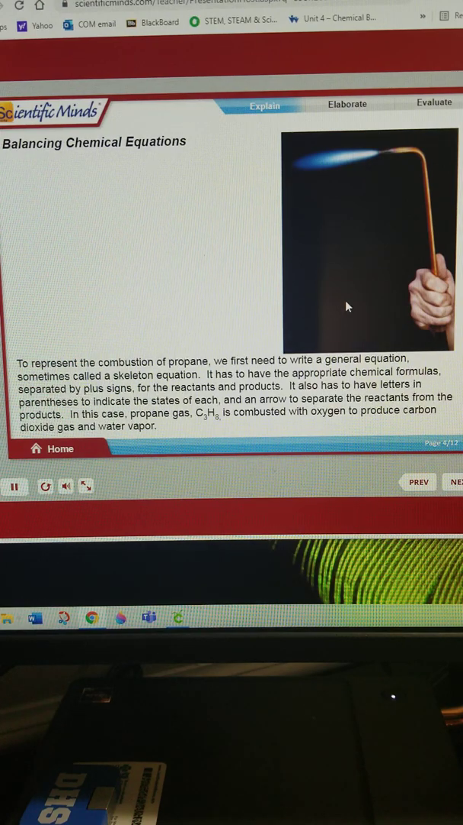To represent the combustion of propane, we first need to write a general equation, sometimes called a skeleton equation. It has to have the appropriate chemical formulas, separated by plus signs, for the reactants and products. It also has to have letters and parentheses to indicate the states of each, and an arrow to separate the reactants from the products. In this case, propane gas, C3H8, is combusted with oxygen to produce carbon dioxide gas and water vapor.